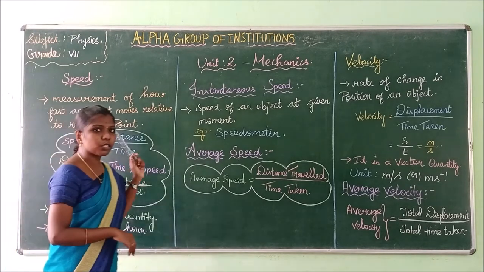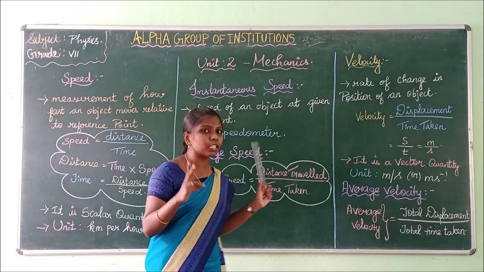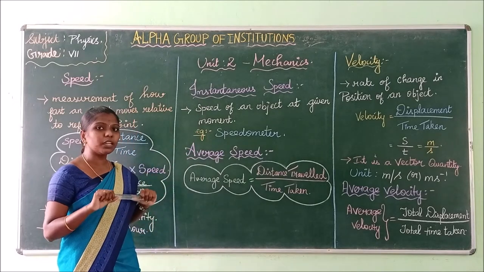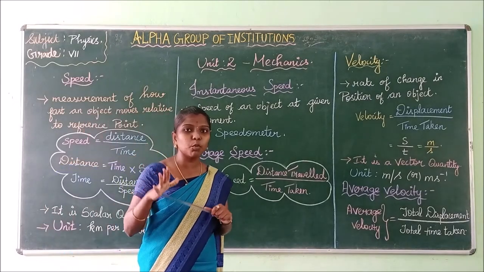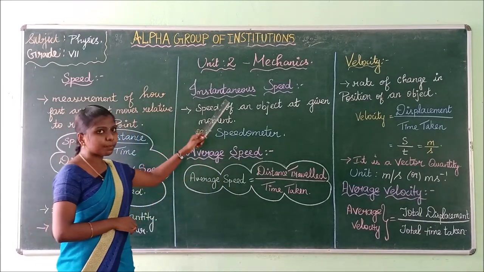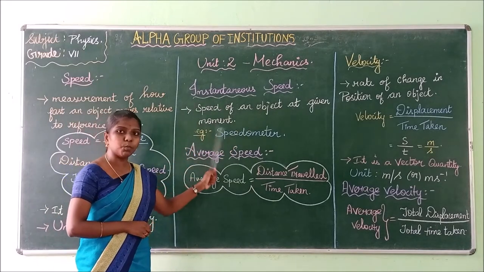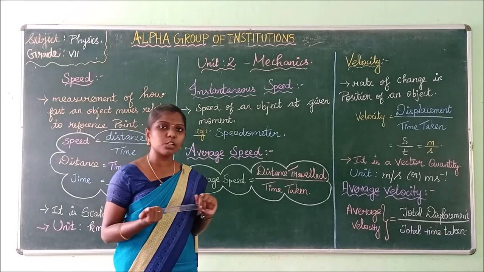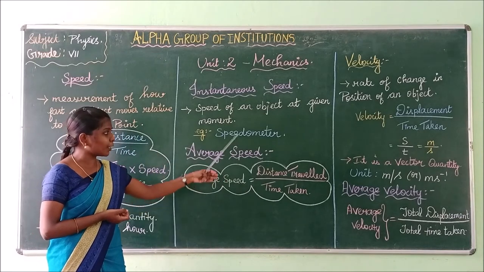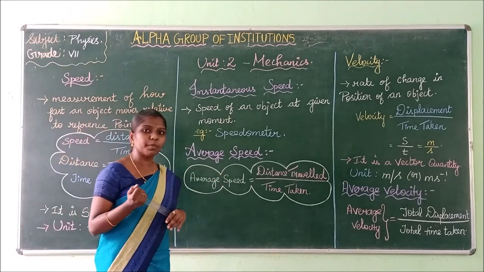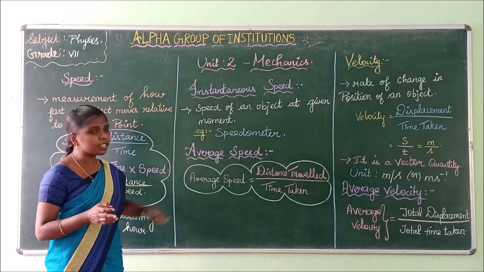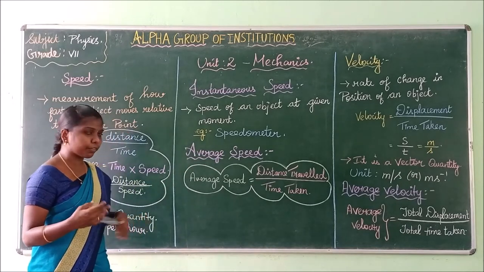The next topic which we are going to see is that speed is of two types. They are instantaneous speed and average speed. The word instantaneous is nothing but at a given moment, at that moment. Instantaneous speed is the speed of an object at a given moment. An example for instantaneous speed is the speedometer. Speedometer is a device to measure the speed of a moving vehicle.